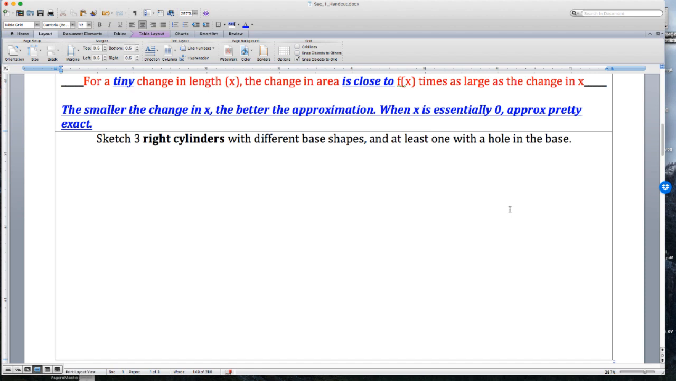Top and bottom are parallel. Sides are perpendicular to the top and bottom. And as you're doing that, send an eye over to the people next to you in your group to make sure that they are also getting it. It can have holes, it can have weird bases. It just means parallel top and bottom, straight up and down sides.